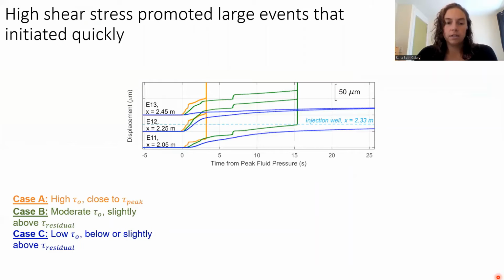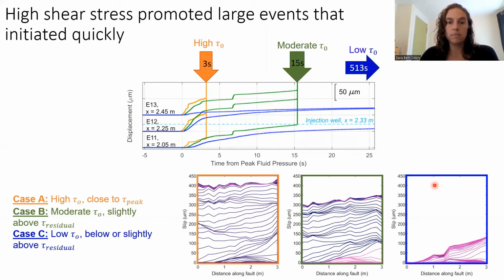We found that in the near critical case, the earthquake occurred quickly and suddenly, and that it was able to rupture the entire fault, as seen down here. In the low stress case, we found that it took hundreds of seconds for the event to occur, and that the event did not rupture the entire fault. It was smaller and it ruptured a smaller portion of the fault.